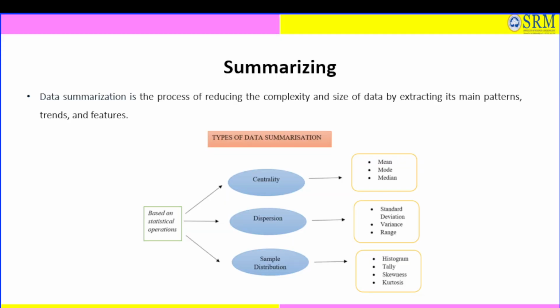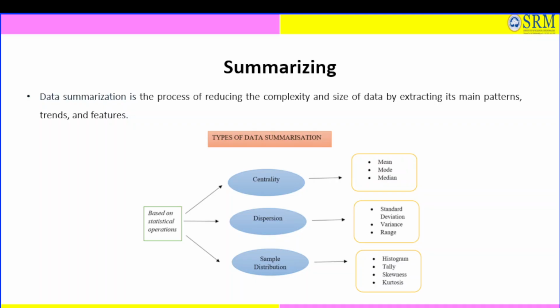So, what do you mean by summarizing? We call it data summarization. Data summarization is a fundamental step in data science. Whenever we collect raw data, we can get actionable insights from data summarization. It is a process of reducing the complexity and size of the data by extracting its main patterns, trends, and features. By using this summarization, we get insights from the raw data.